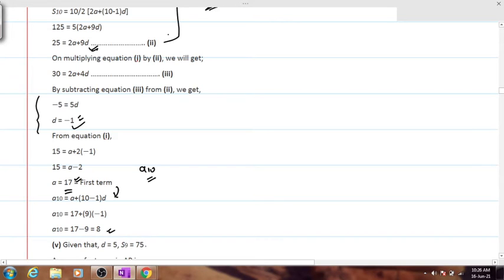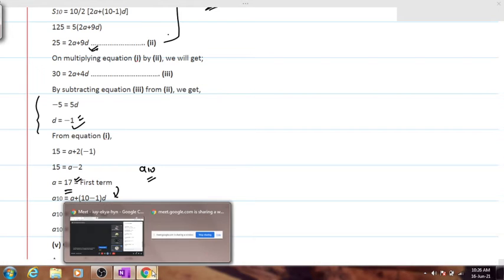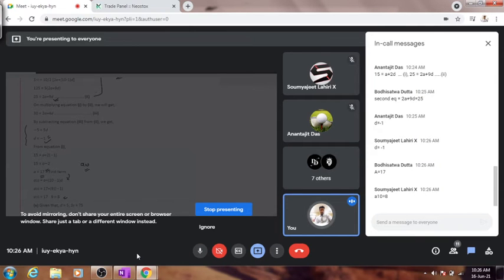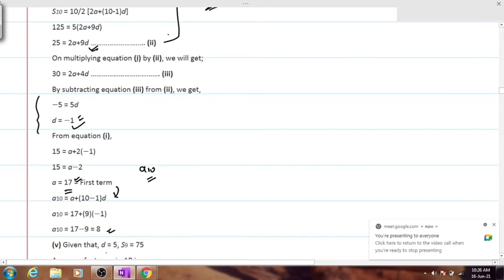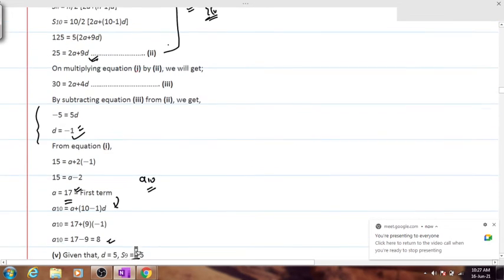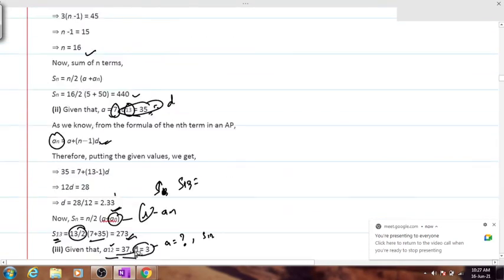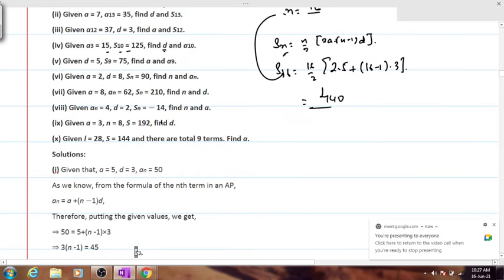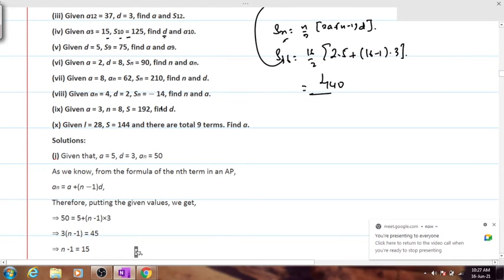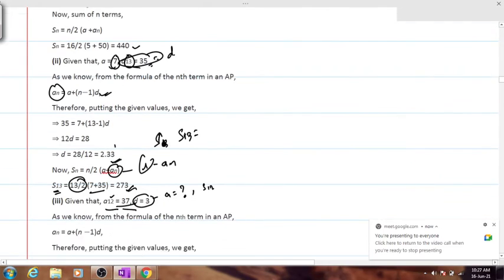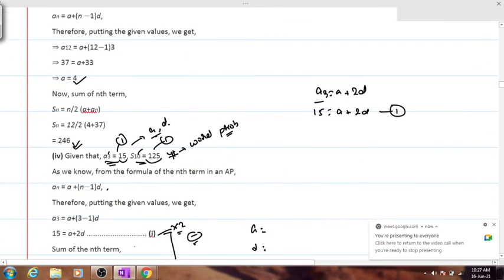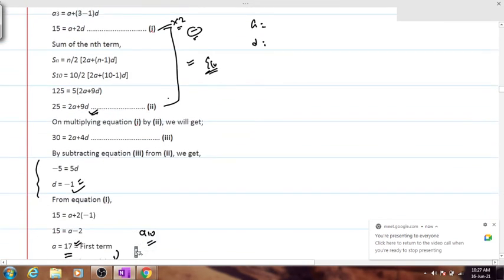Now, should we move on to the next one? Yes, no? Okay. D has been given to us as 5, S9 has been given to us as 75, and I think you have to calculate over here. This is the fifth one, right? So in the fifth one you'll have to calculate the value for A9 and A. I think it's simple, right?